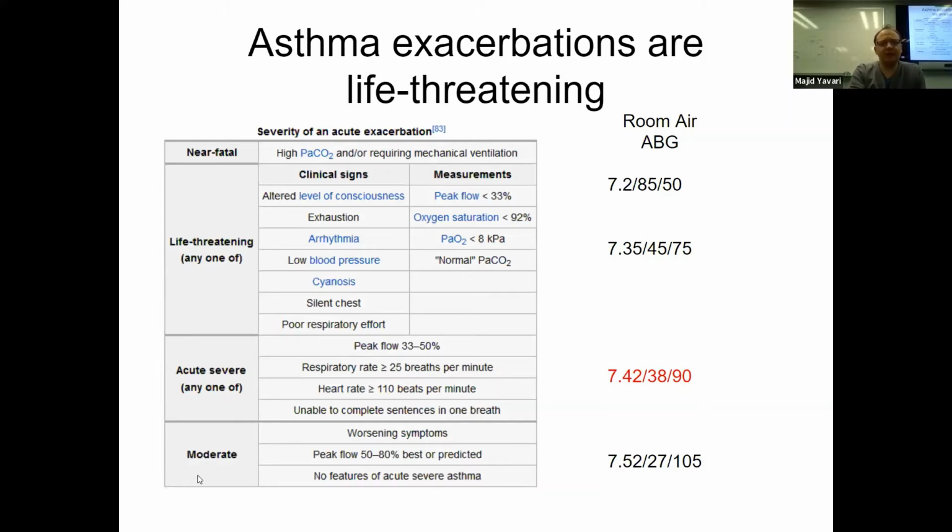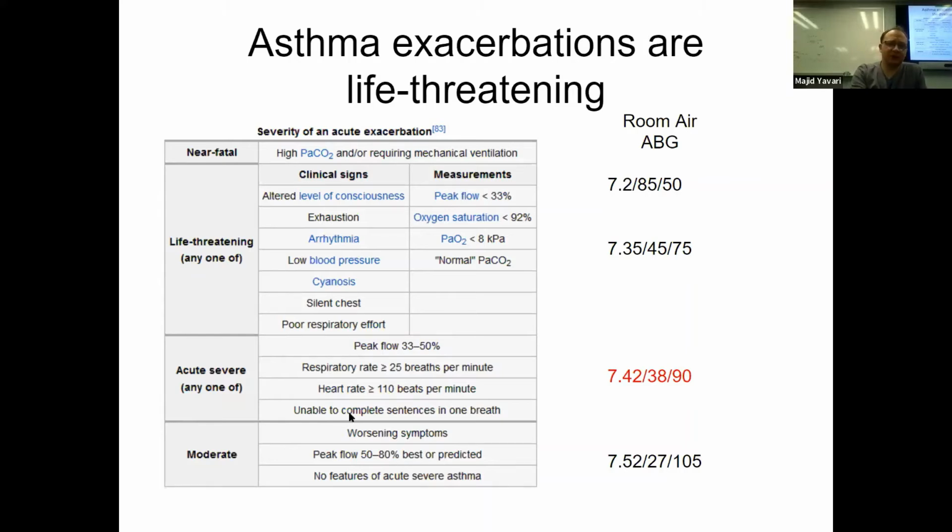So a moderate asthma exacerbation here is a patient that has worsening symptoms. They say, I can't quite catch my breath, coughing a lot, and my chest feels tight, and it's not getting better with my bronchodilators. This might be somebody you see in clinic. You can check a peak flow. Most patients with asthma have a peak flow meter at home. So you can have them just do a peak flow, and they should know what their predicted best is.